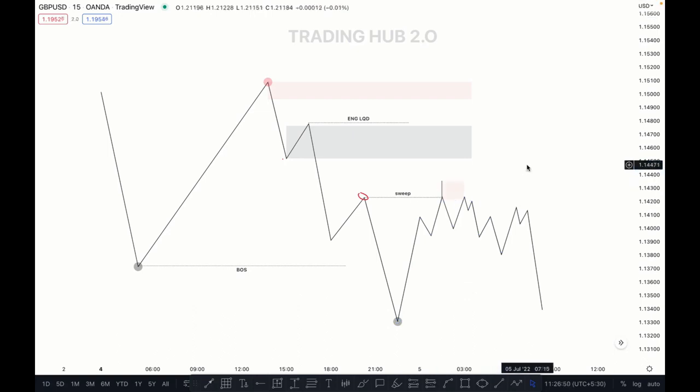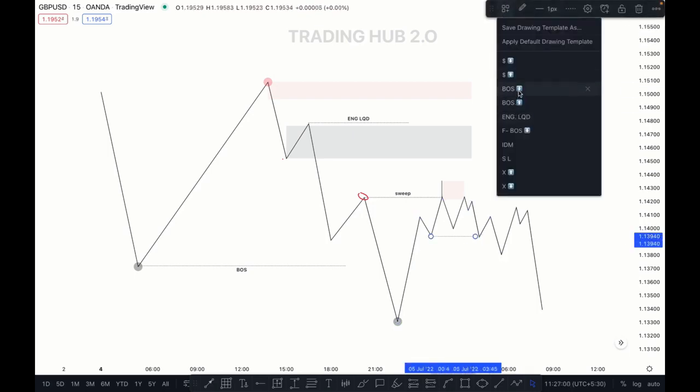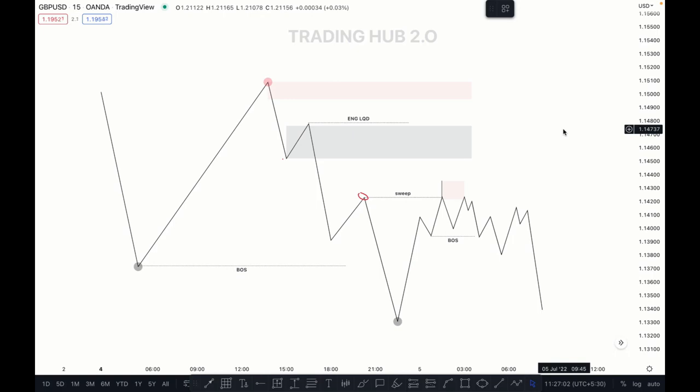And where is our next entry? You have to wait for the BOS, which is here. Once market breaks this structure, this is our BOS. You can also say CHoCH, there is no difference. After the break of structure, when can we sell? You have to wait for the first high to be taken out. When market takes out the first high, we can sell another entry here.